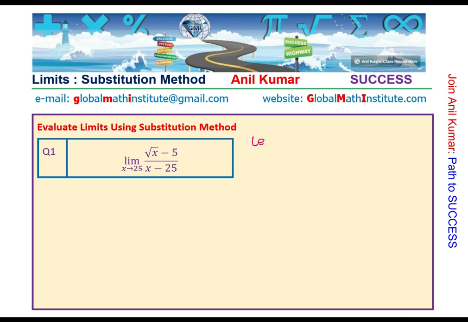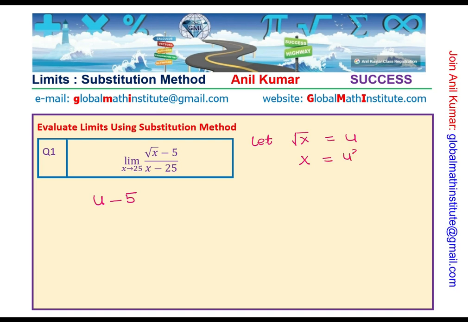We'll say let square root of x equal u. So in that case, the numerator will basically become u minus 5, correct? Now, if square root of x is u, then squaring both sides, we get x equals u squared. So in the denominator, x will be replaced by u squared, and we have 25. So these things we have substituted in the function itself.